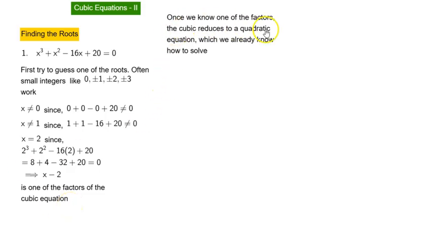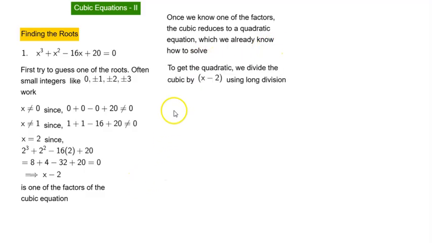Now, once we know one of the factors, the cubic reduces to a quadratic. So here, one of the x's has come out because this is a factor. So the other factor will have x square. The other one will be a quadratic equation, which we already know how to solve. So to get the quadratic, we divide the cubic by x minus 2 using long division. Because here we have not yet found the quadratic. We will have x minus 2 times some quadratic expression equal to 0.